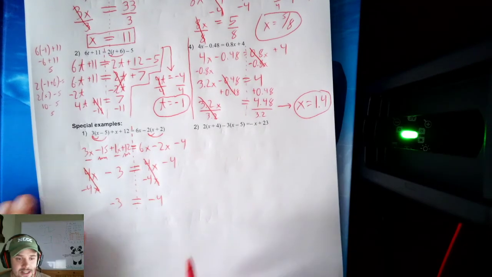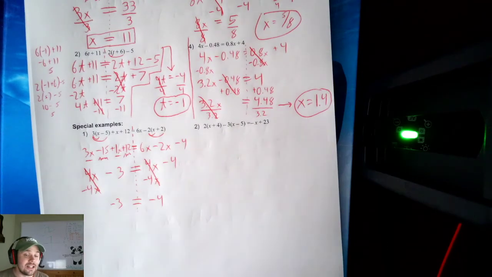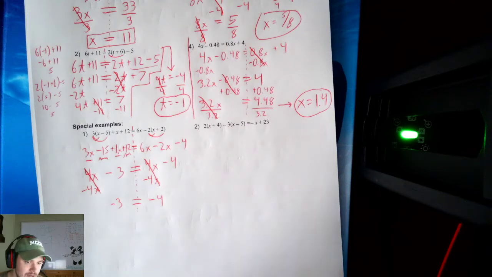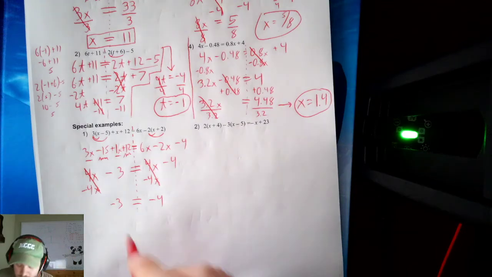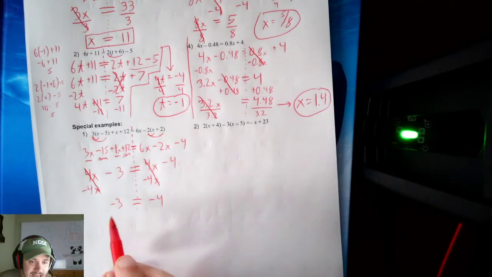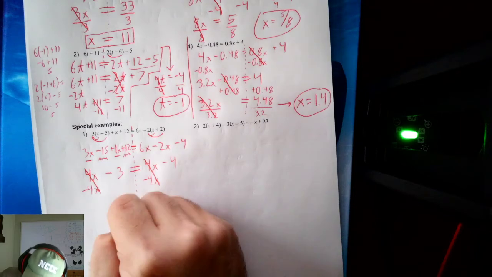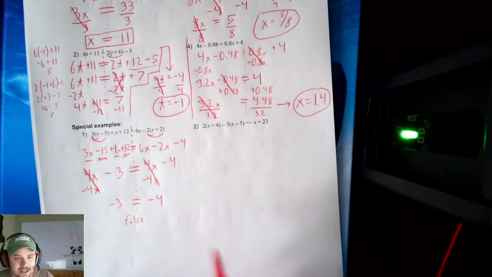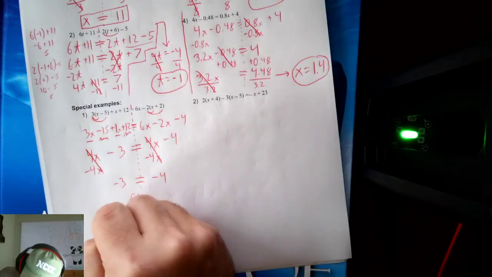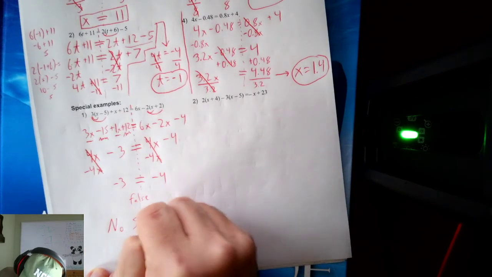That doesn't make sense. Notice the variable disappeared all of a sudden, right? That can happen. Sometimes you might have the same amount of variable on each side. This statement here, does negative 3 equal negative 4? No, that's false, right? That is a false statement. What this means is there is no solution.